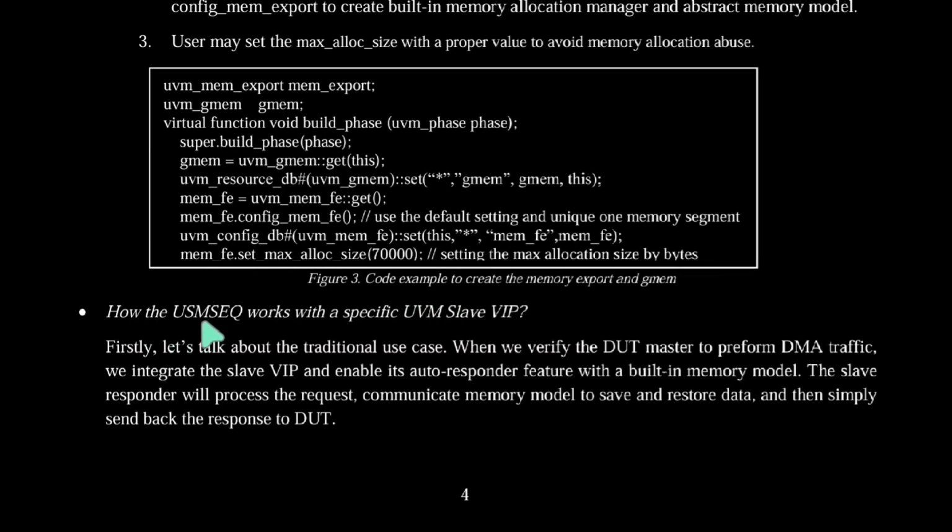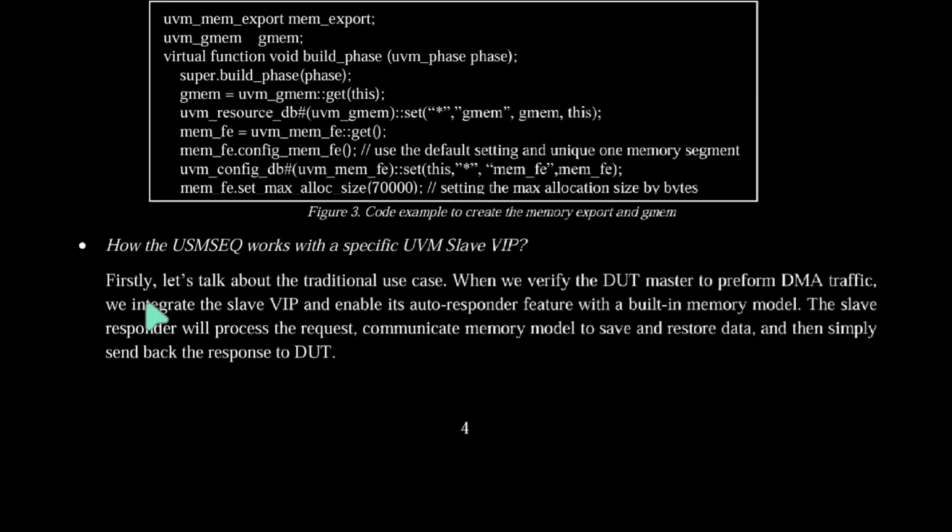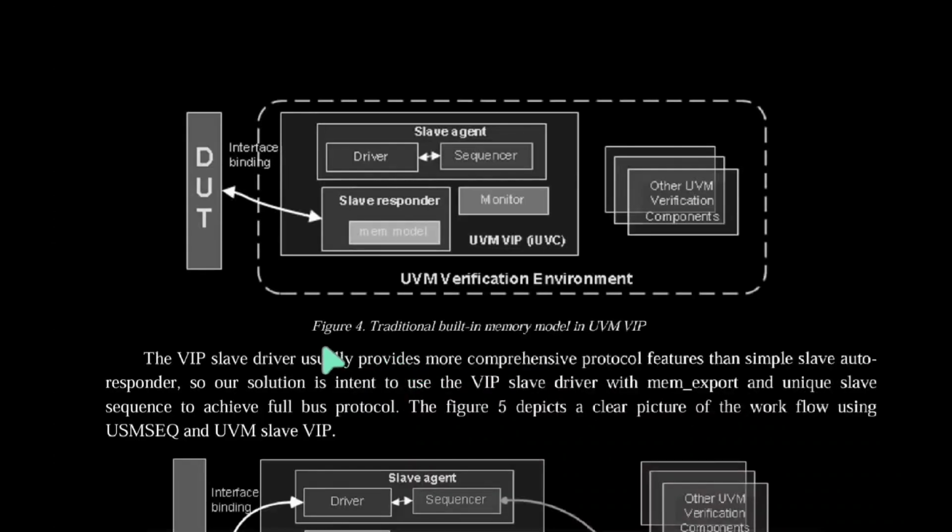How does the USM SEQ work with a specific UVM slave VIP? Firstly, let's talk about the traditional use case when we verify the DUT master performing DMA traffic. We integrate the slave VIPs and enable each autoresponder feature with a built-in memory model. The slave responder will process the request, communicate with the memory model to save and restore data, and then simply send back the response to the DUT. Figure 4. Traditional built-in memory model in UVM VIP.